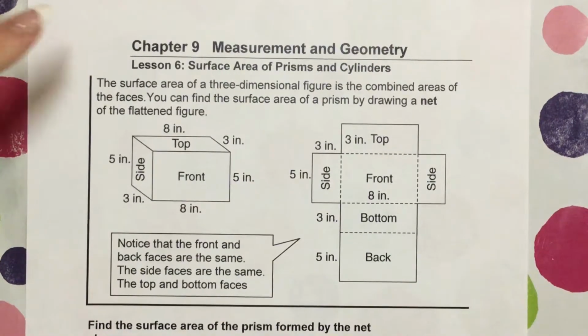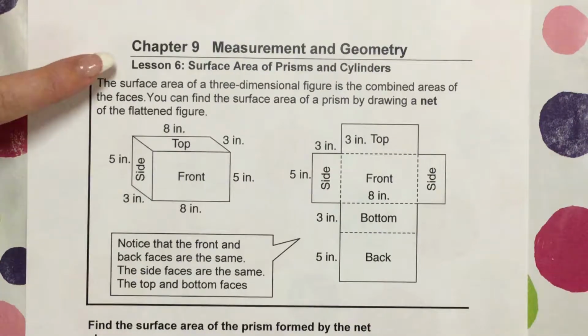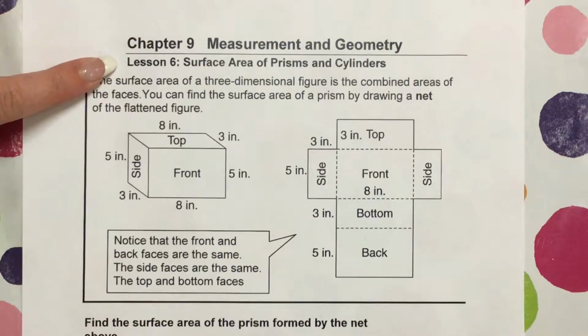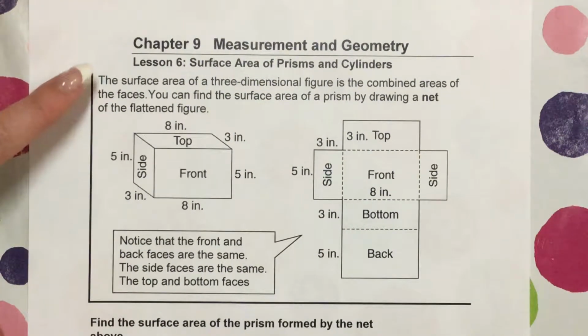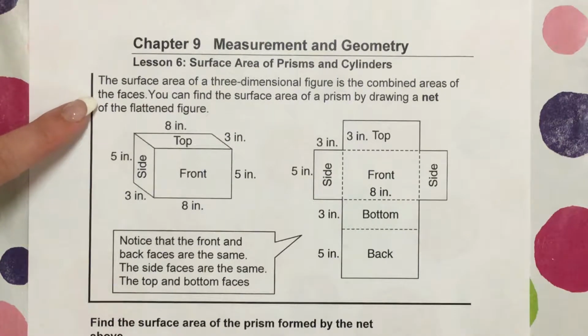Hello and welcome back to Chapter 9, Measurement and Geometry, Lesson 6, Surface Area of Prisms and Cylinders. So the surface area of a three-dimensional figure is the combined area of the faces.